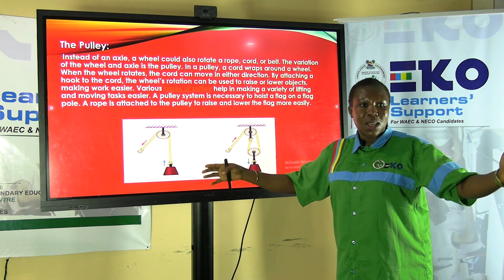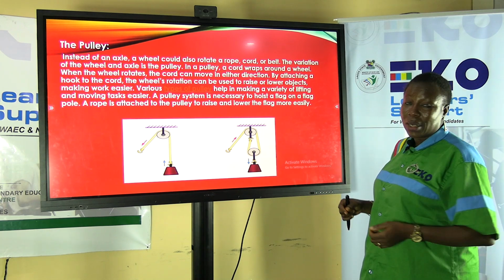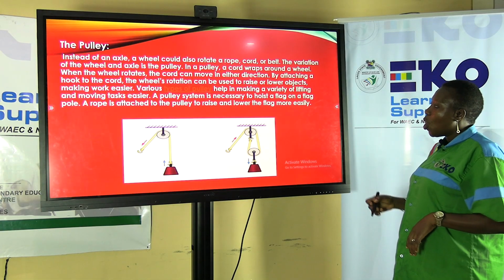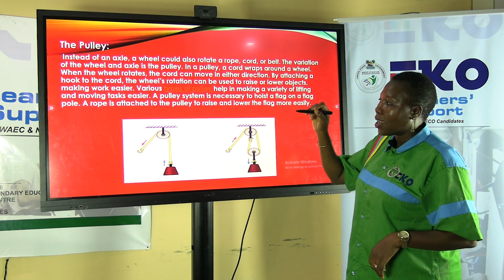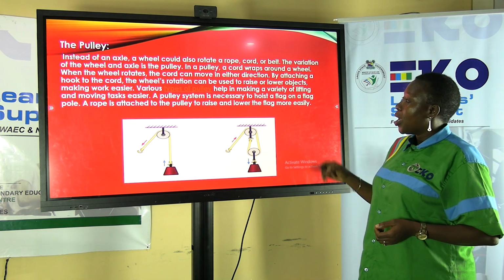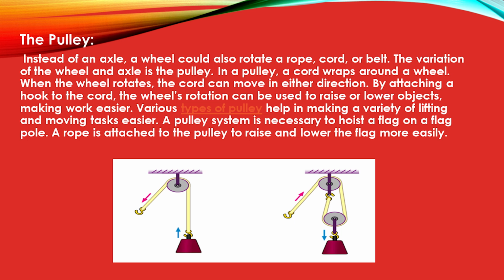Imagine a large slab, even 50 men cannot pull it, but with the head of a pulley, with the rope tied around, the hook is now attached to another rope that is tied on whatever load you want to carry. It makes it easier for lifting or lowering. A pulley system is necessary to hoist a flag on a flagpole. That is our flag. You want to hoist it on the pole or you want to bring it down. A rope is attached to the pulley to raise and lower the flag more easily. As we all know, for you to hoist a flag, it has to be on a very tall pole.